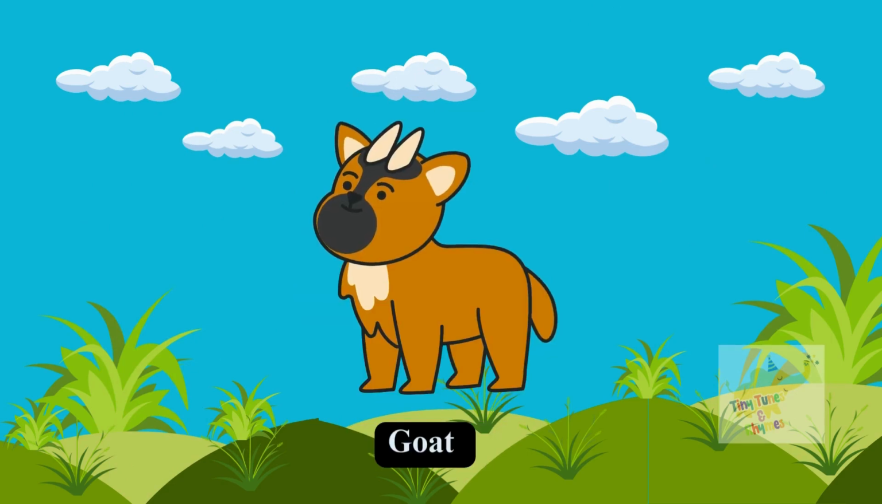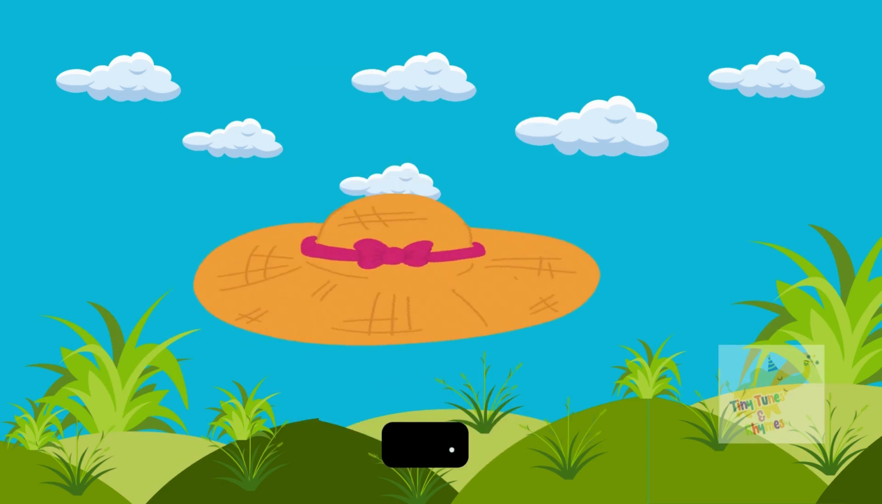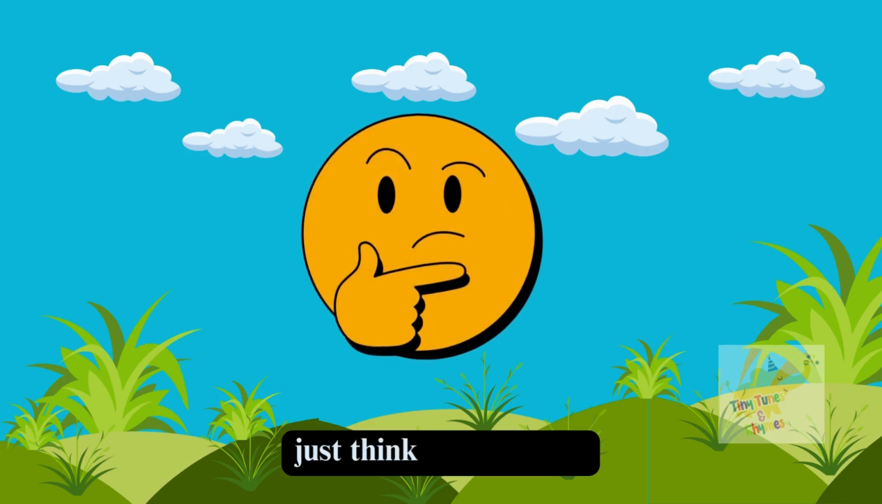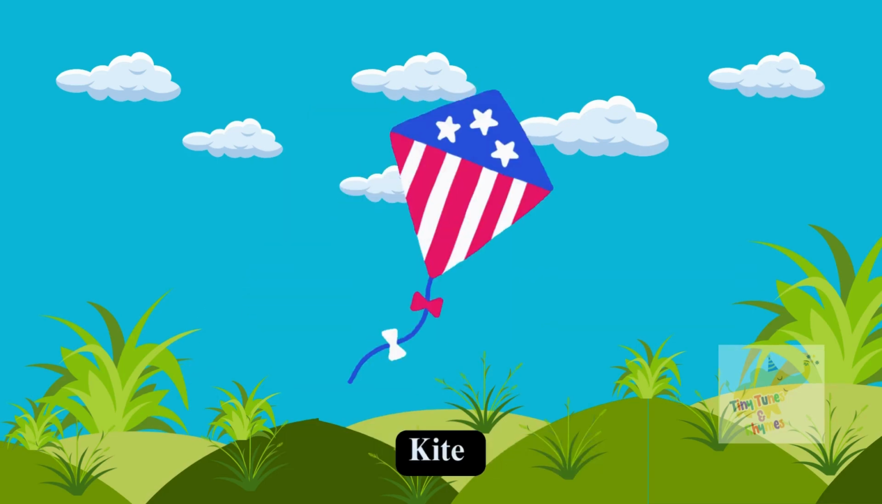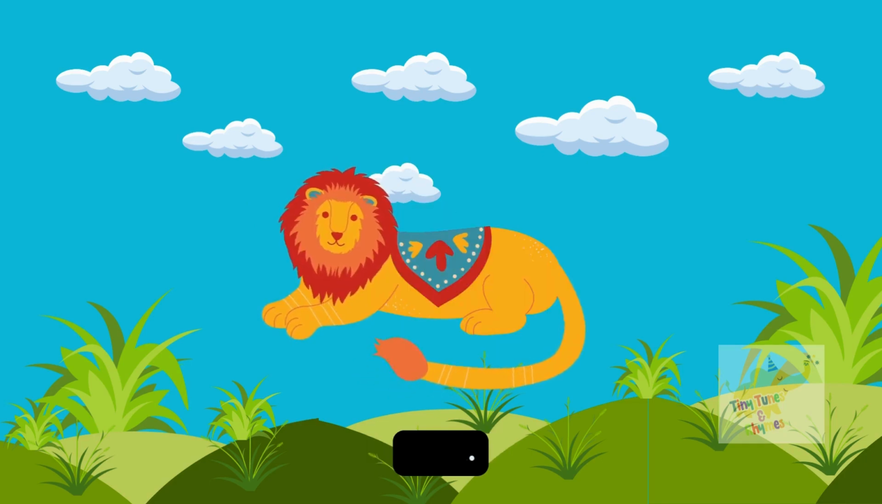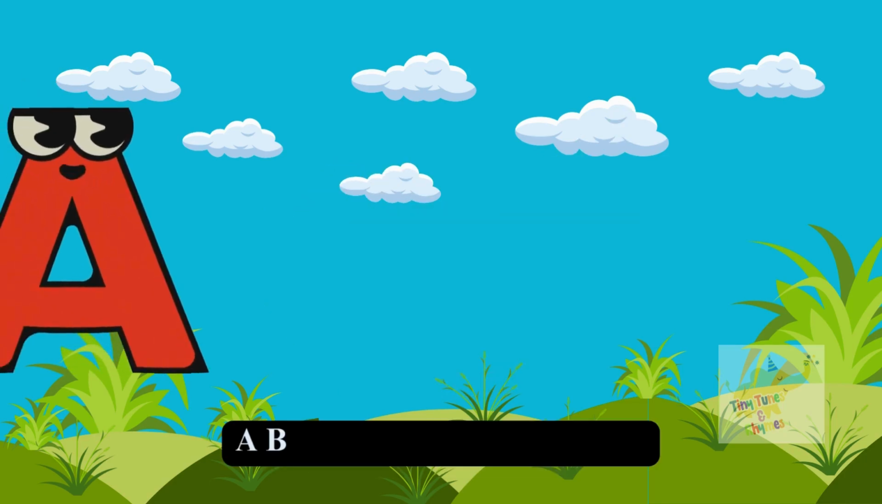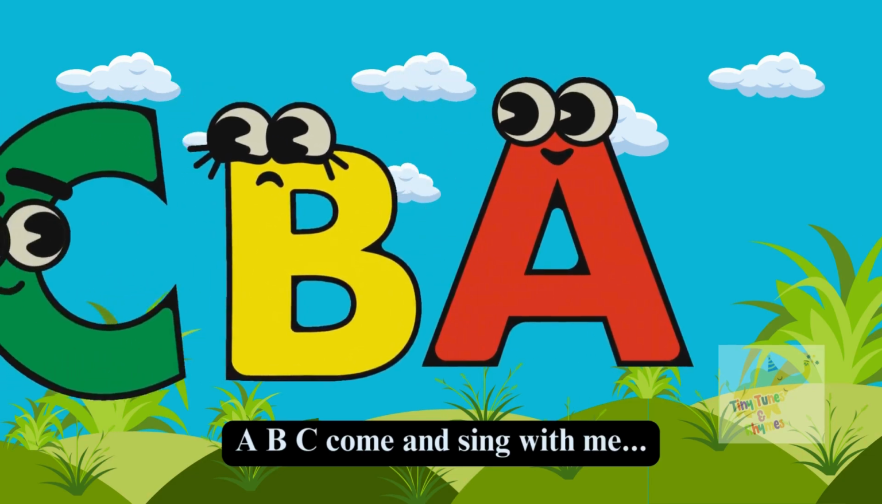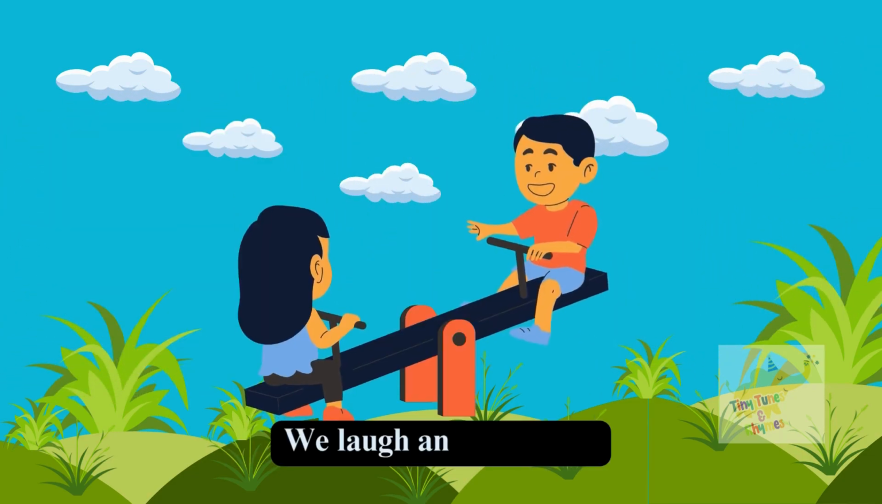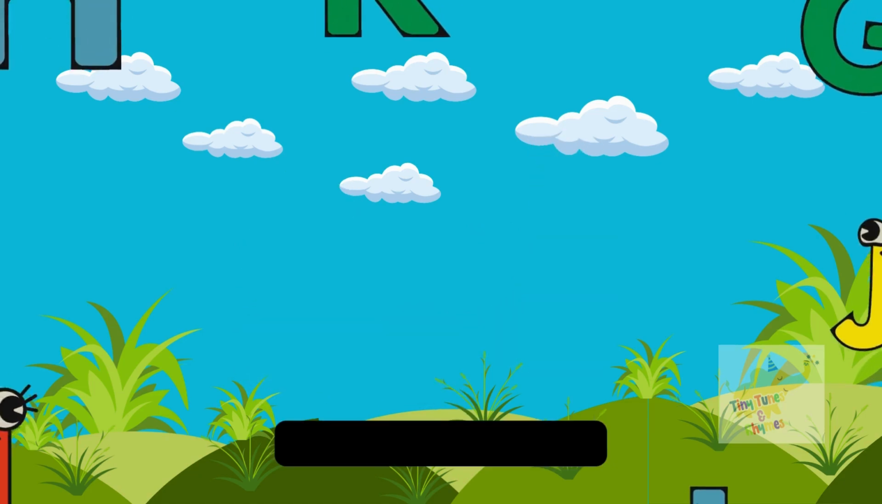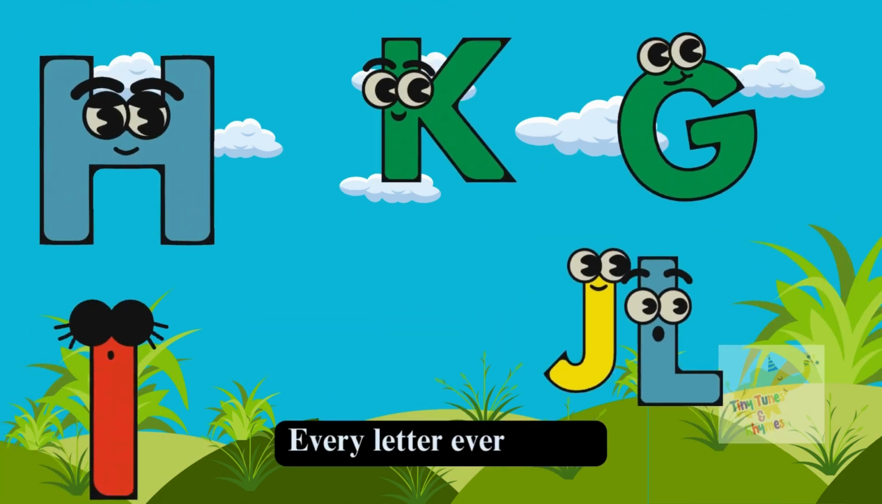G is for goat, H is for hat, I is for igloo, just think about that. J is for jam, K is for kite, L is for lion, let's get it right. A, B, C, come and sing with me. 1, 2, 3, fun as can be. We'll laugh and we'll play every letter every day.